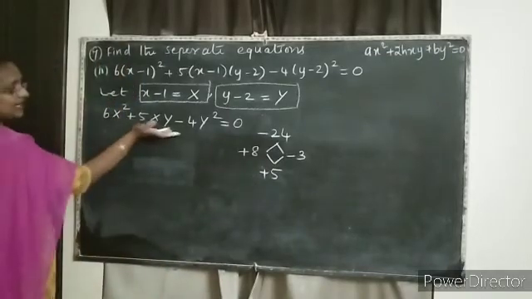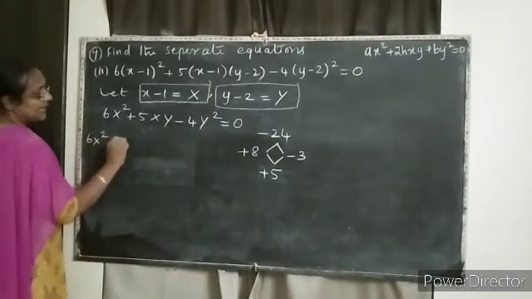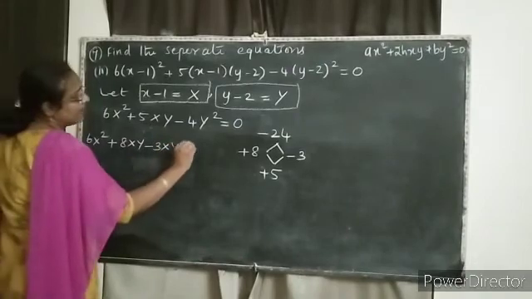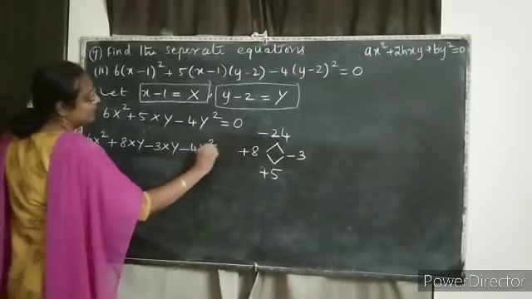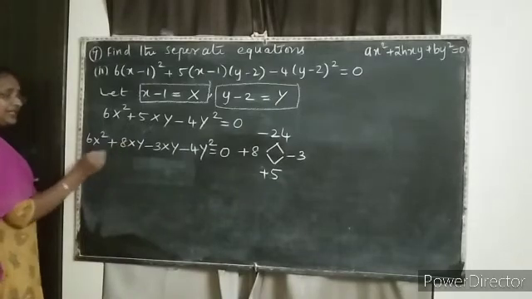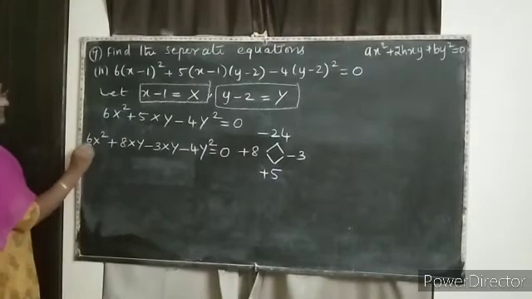Now I am going to rewrite this plus 5xy as 6x squared plus 8xy minus 3xy minus 4y squared equal to 0. Yes or no? Now again I am going to split these two terms by taking the common multiple. So let's see what will be the common multiple here. 2 times.